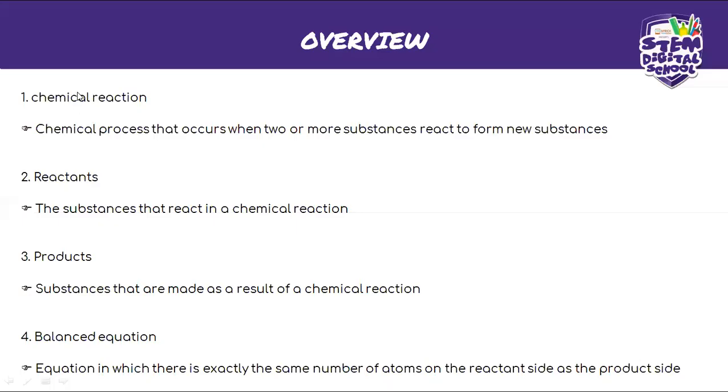As a reminder, we were looking at chemical reaction, and a chemical reaction is a chemical process that occurs when two or more substances react to form new substances. Then we also looked at reactants, and we said reactants are the substances that react in a chemical reaction, and products are the substances that are made as a result of a chemical reaction.